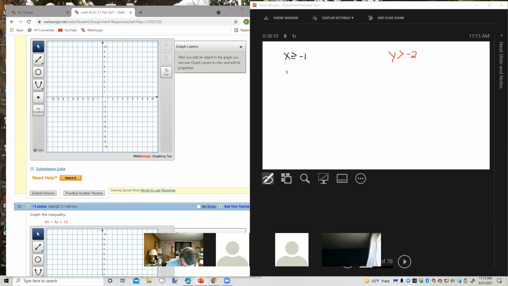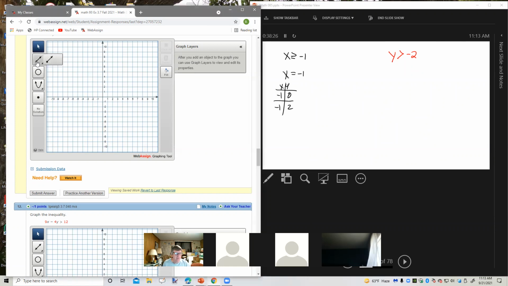The related equation would be x equals -1. That's that vertical line. So basically, x is -1, and y can be anything it wants to be, because x is -1 no matter what. So now x is -1, y is 0, x is -1, y is 2. Again, -1, 0, -1, 2. And that's going to be a solid line because it includes the equal to.